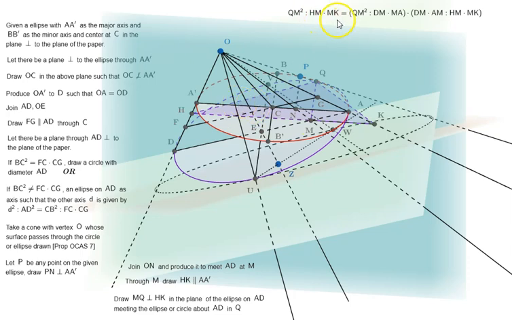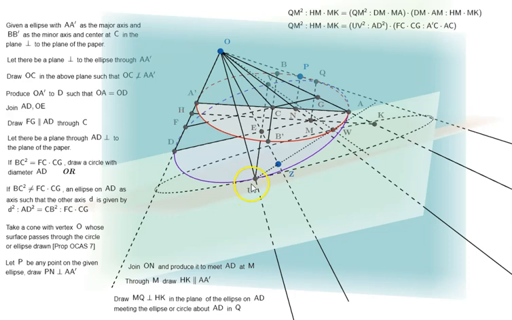Now this can be written as QM square is to DM times MA, times DM times AM is to HM times MK. So basically what we are doing is multiplying the antecedent and the consequent by the same magnitudes. QM square is to DM times MA. It's the same ratio as UV square is to AD square. So now we have UV square is to AD square.